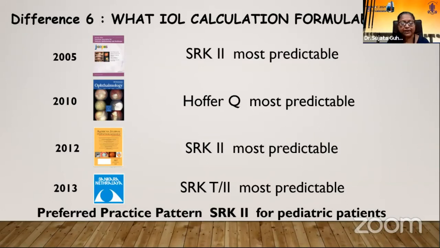Next comes what IOL calculation formula to use. Again, unlike that of adults, where we have moved on to the recent formulas, different literature in different spans of time have found that the SRK/T is more predictable for pediatric patients.